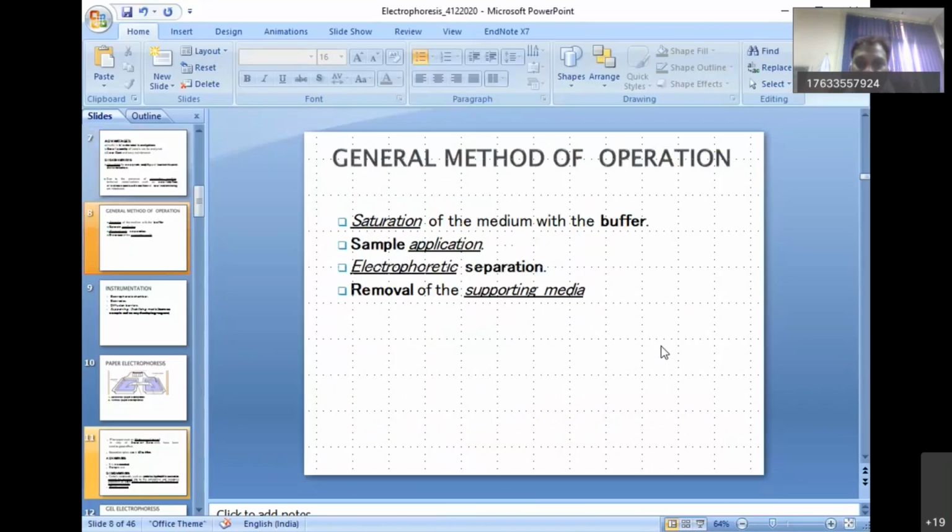Generally in electrophoresis, you need the buffer, you need the supporting media, and you need the electrodes to do the electrophoresis, and then you have to remove the supporting media to detect your sample.